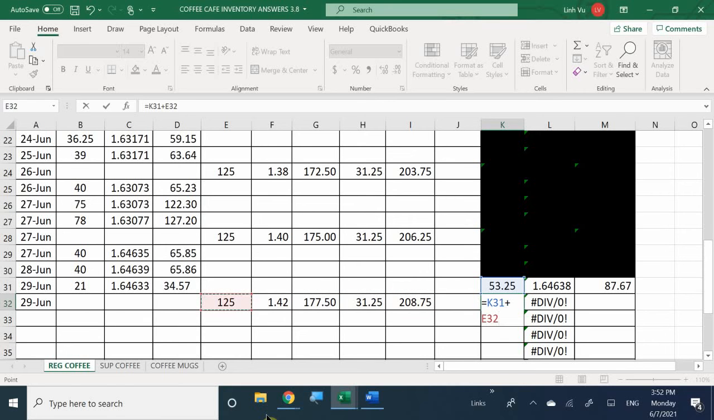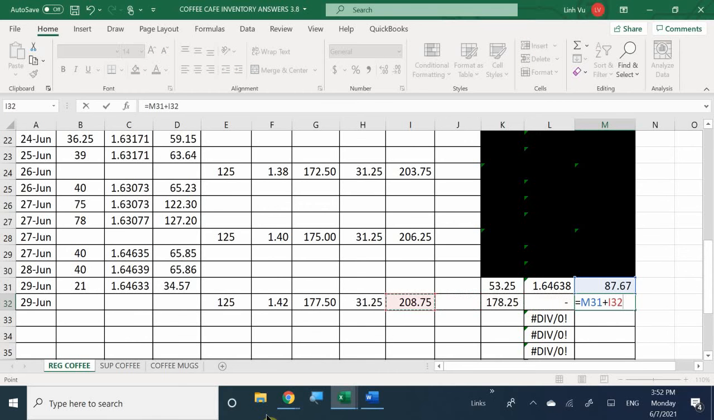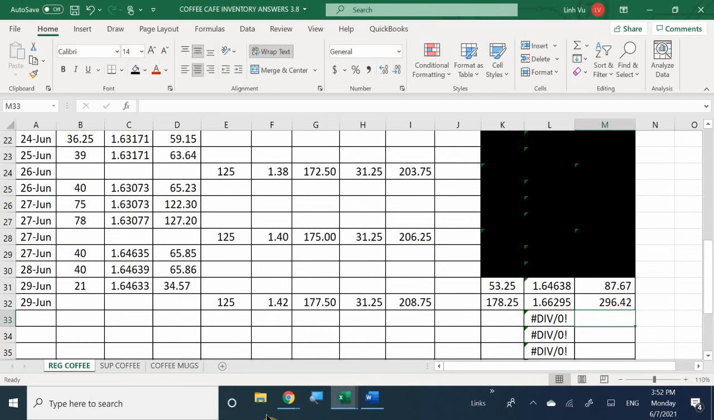So once we add our poundage together, we're going to add the 53 pounds and a quarter to our 125 pounds. It gives us 178 pounds and a quarter. Our current price is going to equal 87.67 plus our 208.75, which gives us 296.42, which keeps us average of our poundage at 166.295. Excellent.